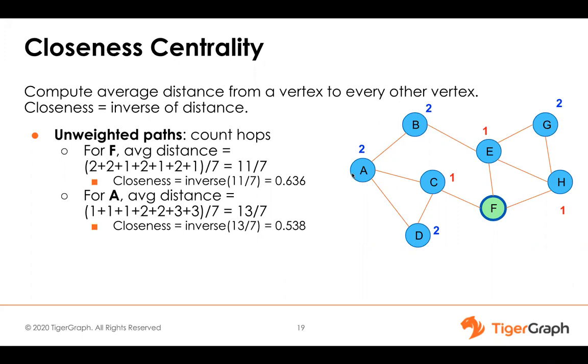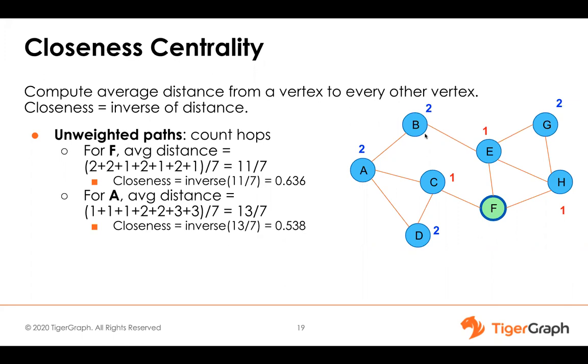If I look at A instead, it has 3 immediate neighbors, B, C, D. E and F, you can see, are 2 steps away, and G and H are 3 steps away. So the sum is 1, 1, 1, 2, 2, 3, 3, which adds up to 13. So 13 over 7. The inverse of that is 0.538. So we see that F has a higher centrality score than A. And you could probably convince yourself that F has the highest, or at least it's tied for the highest.